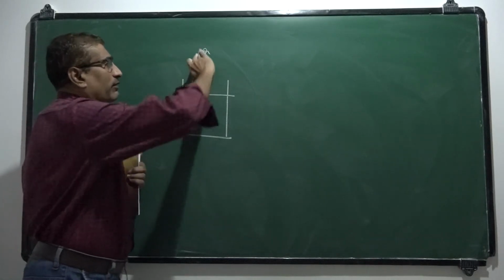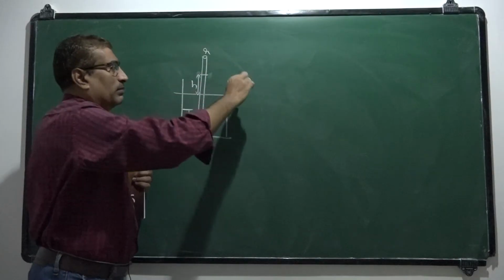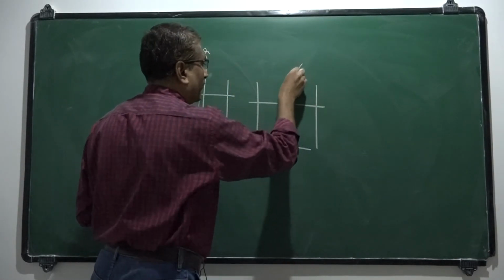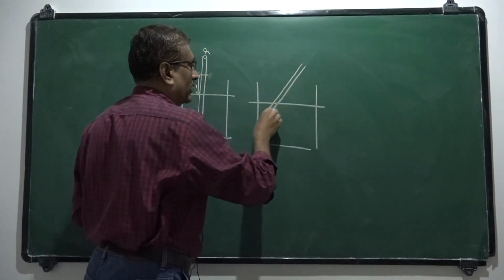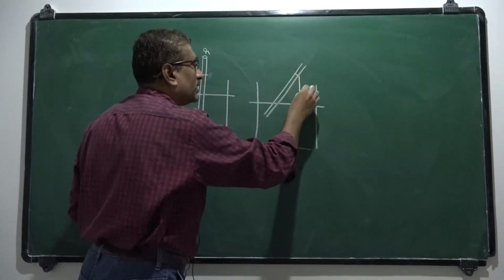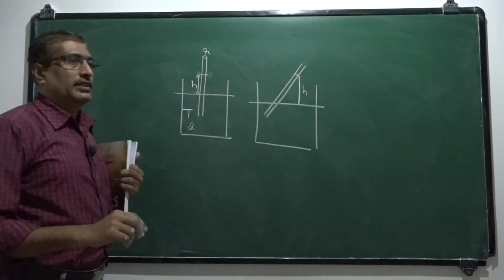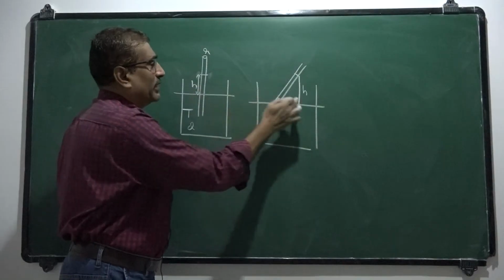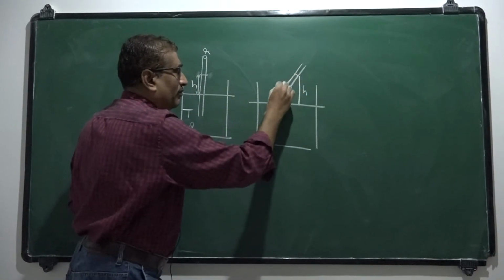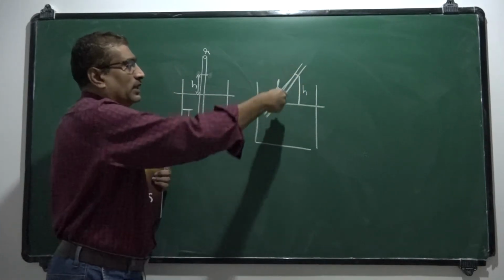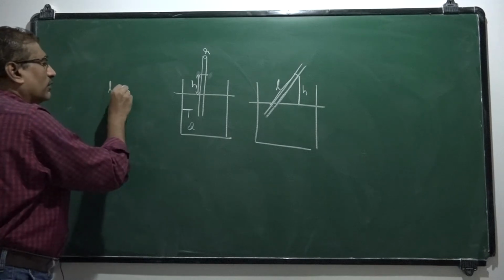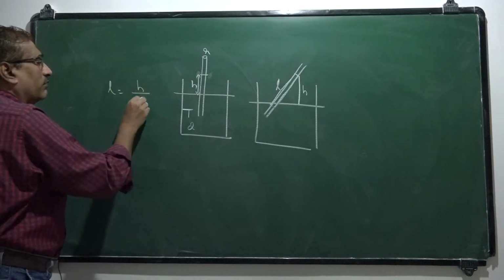Suppose we tilt the capillary tube like this, and the liquid rises to this level, but this level remains always h. That means the vertical height remains the same. But if l is the length of the liquid in this tube, then we can calculate it as l is equal to h by cos alpha.